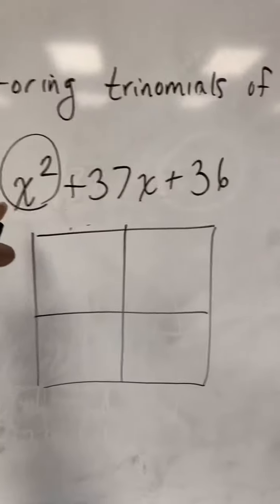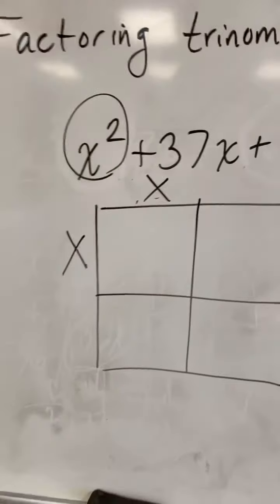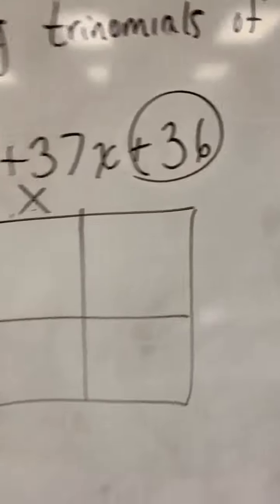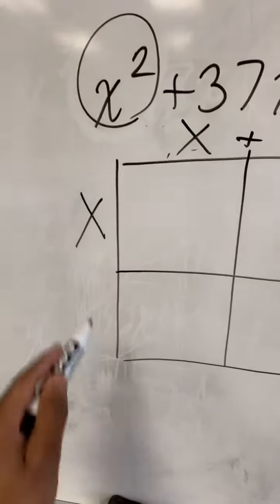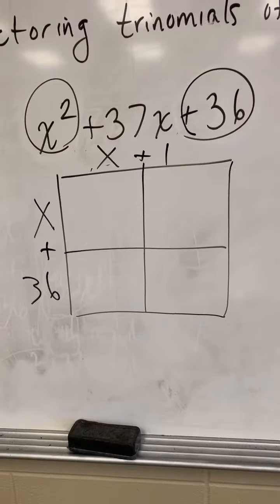So my first term is x to the second power. x times x is x to the second power. My term on the end is a positive 36. That's going to be a positive 1 times a positive 36. That's how we're going to start it off.